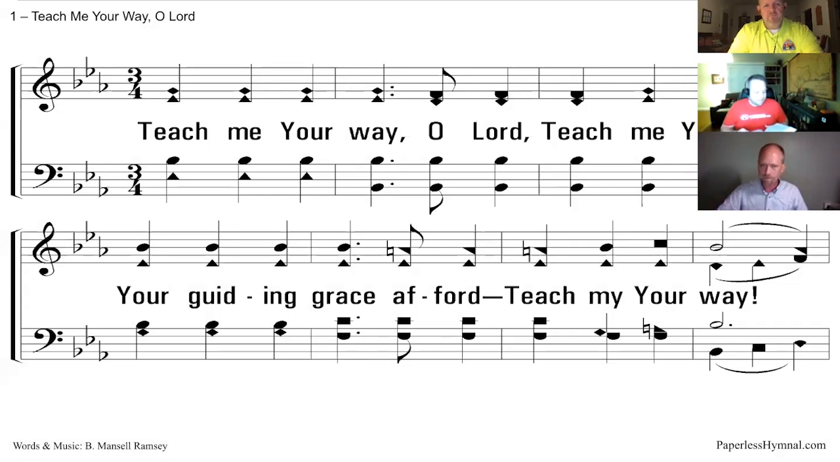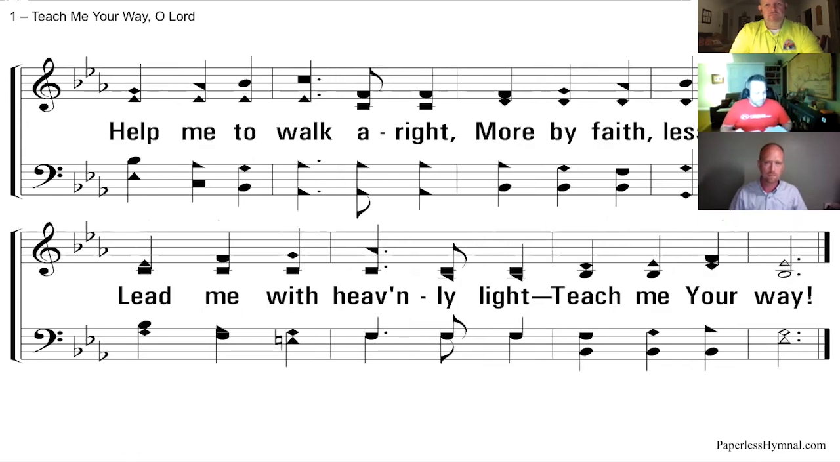Teach me thy way, O Lord, teach me thy way. Thy guiding grace afford, teach me thy way. Help me to walk aright, more by faith, less by sight. Lead me with heavenly light, teach me thy way.